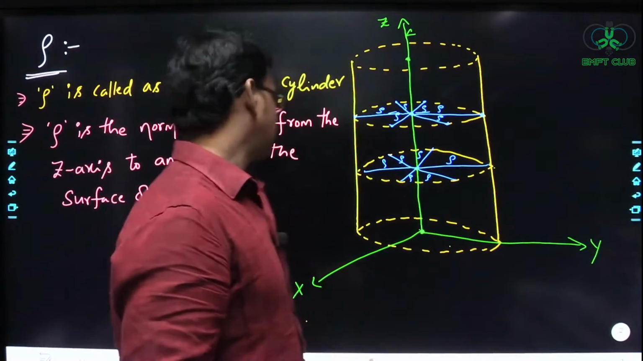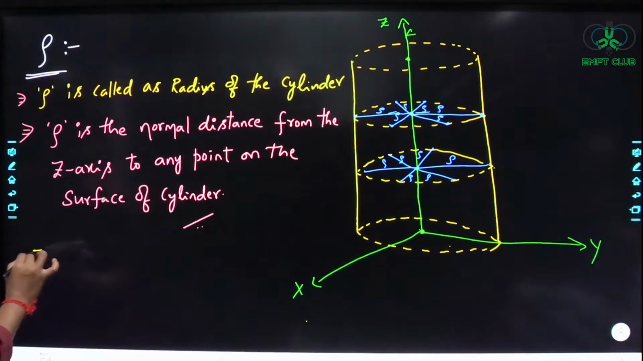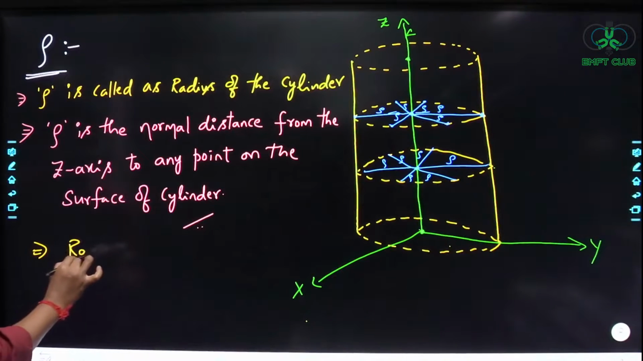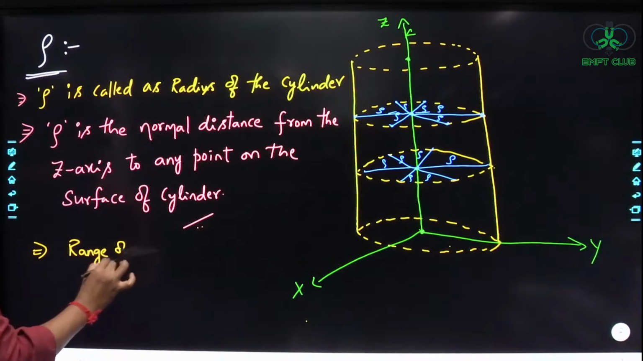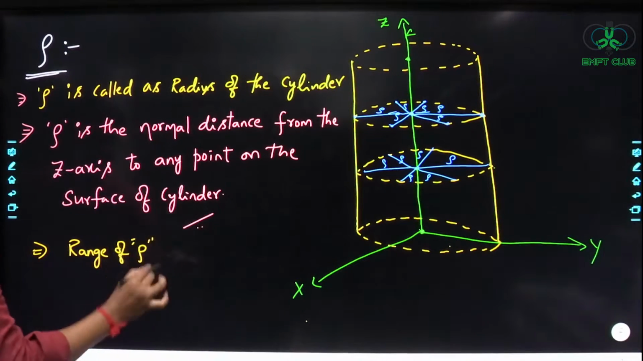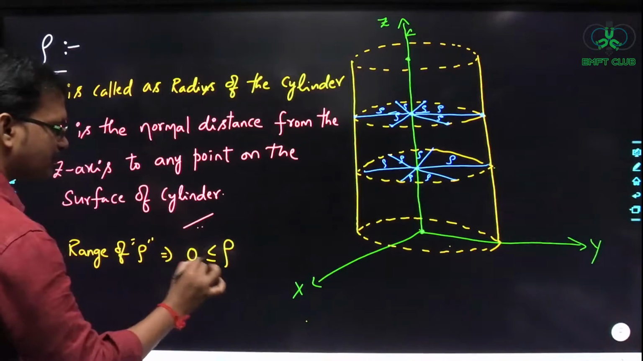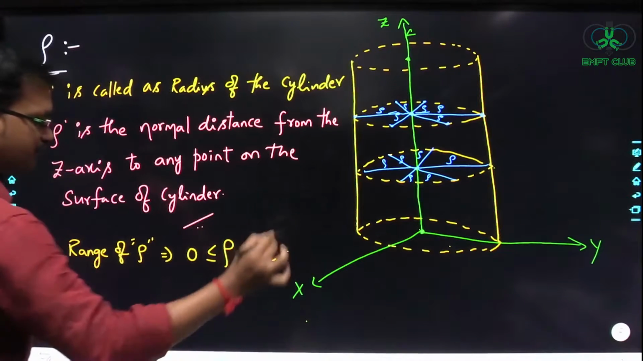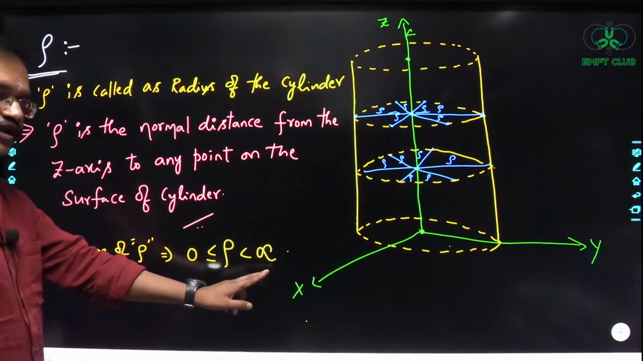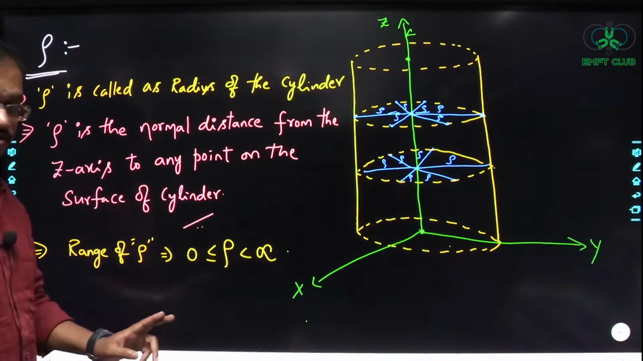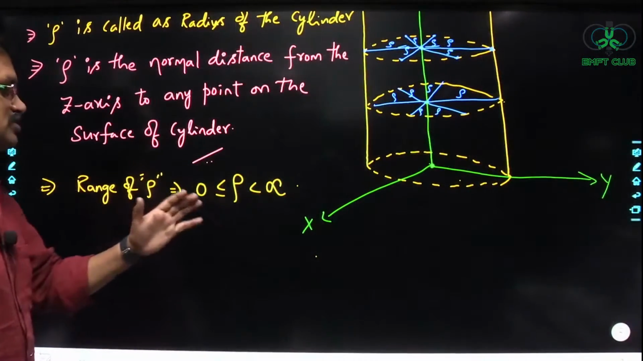So the range of rho is what here? The next point is the range of rho. Range of rho is from where to where? From 0 to infinity. You cannot make it exactly infinity, but you can make it exactly 0. Okay, so this is the range of rho.